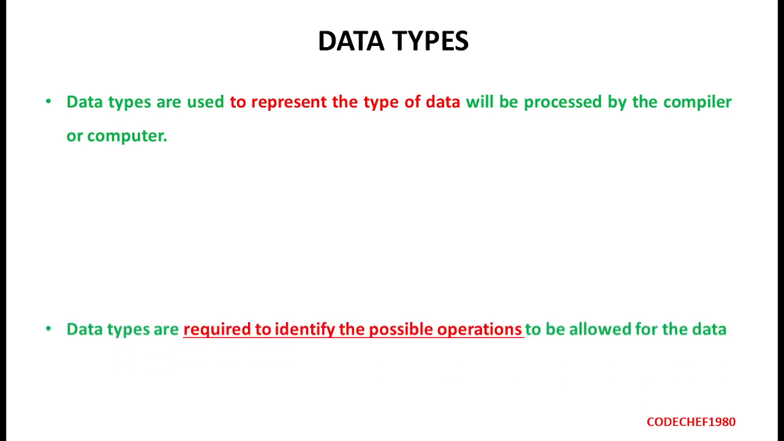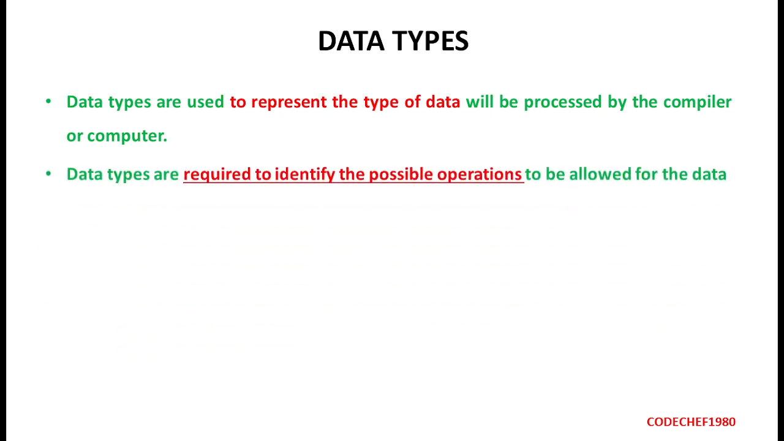The next one is that data types are required to identify the possible operations allowed on a particular type of data. With the help of that, the compiler can classify the operators on the different kinds of data. So the data type labels are very important to classify the operators to perform the corresponding operations on allowed data.